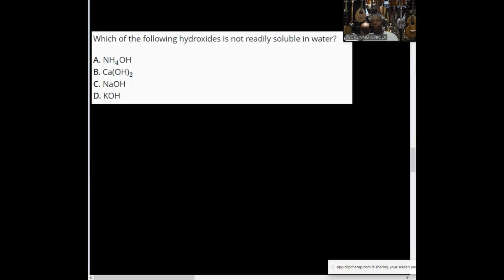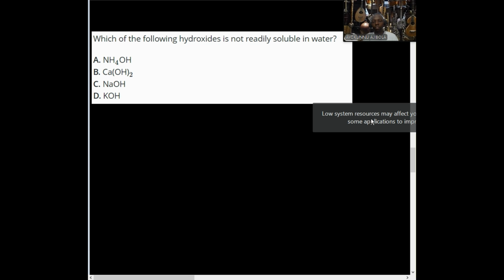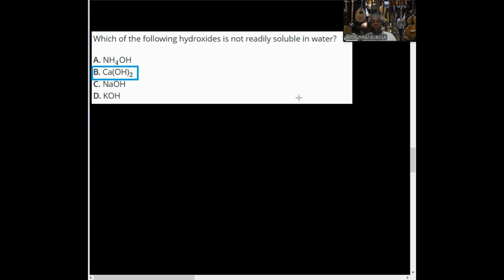The question says, which of the following hydroxides is not readily soluble in water? Soluble means that it will readily dissolve in water or mix with water. Now the hydroxides of sodium, potassium, and ammonium are very soluble in water. The hydroxides of calcium and barium are moderately soluble, so it won't be readily soluble. So the correct option is B. Is that clear?